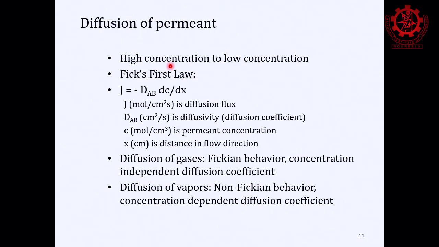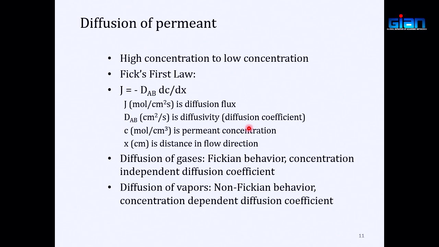the diffusion happens from high concentration to low concentration. We describe that diffusion using Fick's first law, where J, the diffusion flux, is equal to minus the diffusivity, D_AB. You know what AB means? Diffusion from component A to B. What are A and B? Usually it is referred to as the diffusivity of material A into medium B.